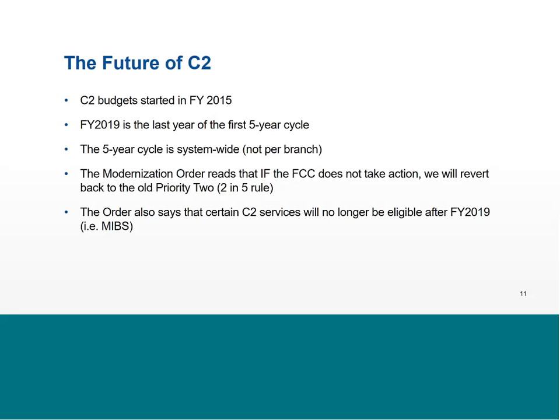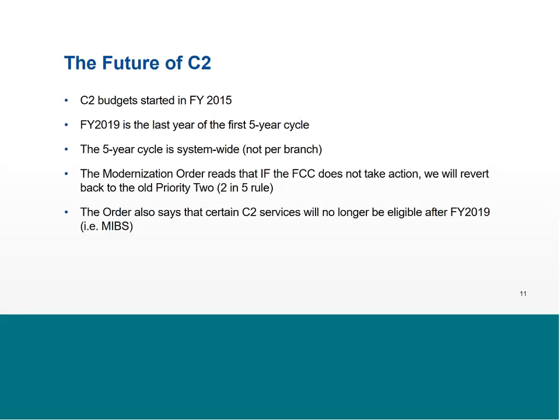The way that the modernization order reads, if the FCC decides not to take action, then we would revert back to Priority 2, which is what we talked about when we first started today. We would revert back to the Priority 2 way of handling Category 2, where you don't have a budget. You can apply for as much as you want, but there may not be enough money in the fund to fund that. The other part of Priority 2 that I didn't mention before is that there was a 2 and 5 rule.